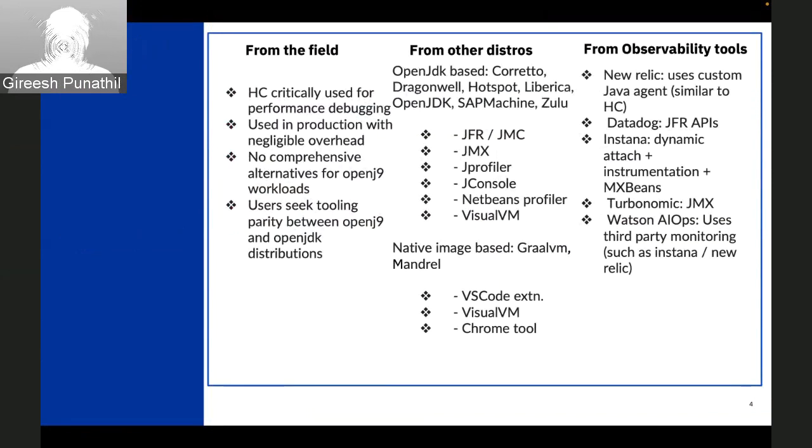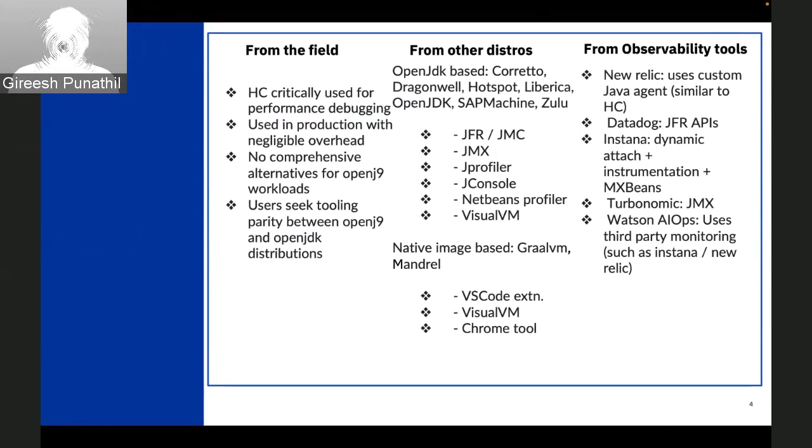Now, looking at the insights that we are getting from the users or other distributions, what are the stories from other distributions in terms of the health tooling and what the observability tools are doing by large. This is the data I could capture. Health Center is critically used in the field. It has very low performance overhead when it comes to the production.